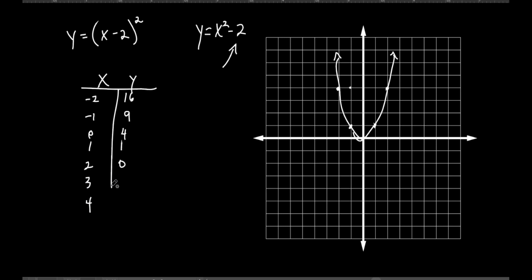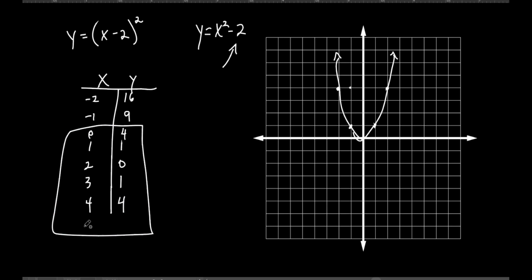Let's put a 3 and a 4 down in here, okay? Let's put a 3 in for this. 3 minus 2 is 1 squared is? 1. Put a 4 in there. 2 squared is? 4. All right? So let's stick with the numbers that are within our graph. Is that all right? So let's put those in. So watch. Let's put 0, 4, 1, 1. That would go right there. Put 2, 0. Let's put 3, 1. And let's put 4, 4 right there.